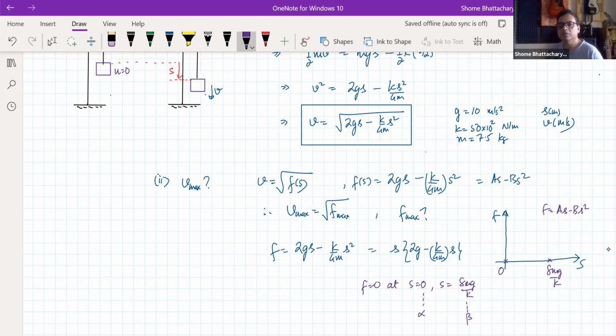So in between, the function is a parabolic function, and it will reach a maxima at which point? At exactly the midpoint of the roots. So this should be alpha plus beta by 2, where this is your alpha, this is your beta. So it should be 4 mg by k. This should be the function's maxima. I'm using that concept of theory of quadratic equations here.